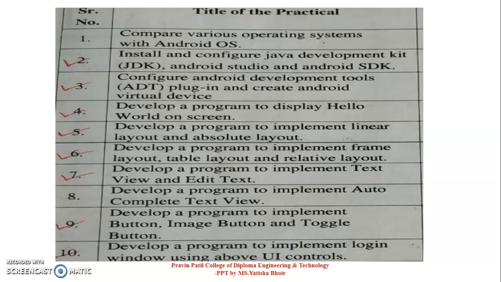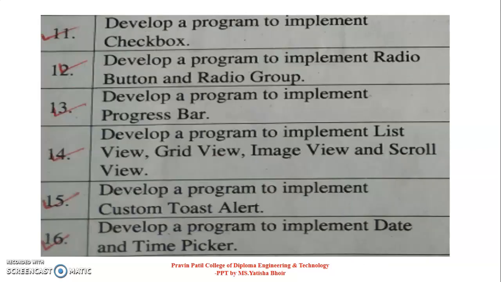So first is practical number 2, that is install and configure Java Development Kit, that is JDK, Android Studio and Android SDK. So first of all, we will do the installation of Android Studio, and for Android Studio we need the Java Development Kit, right? Java Development Kit, Android Studio and Android SDK, these three things we need to install for performing the practical. So this is practical number 2.